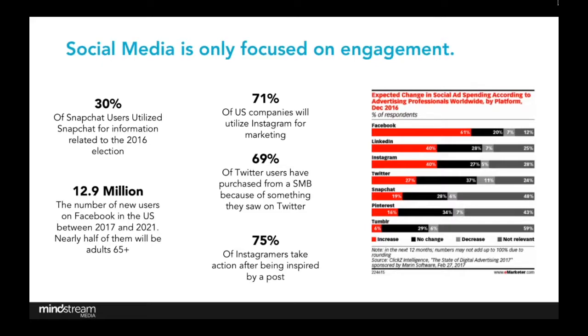Instagram, it's a place where people turn their passions really into purchase. Over 71% of companies will utilize Instagram in 2017 for marketing. So beyond that, we see that 75% of Instagrammers take action after being inspired by a post. So it's not just people liking each other's photos, they're actually following companies and then taking action.